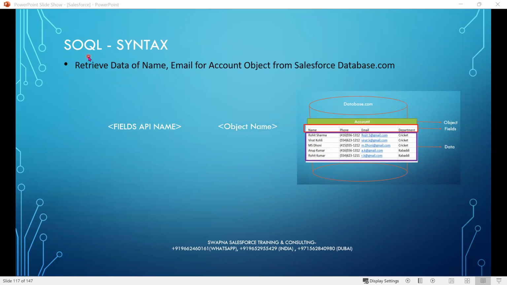A SOQL query, Salesforce Object Query, always starts with the select keyword. And then we have the field names. From is the keyword. And then we have an object. So this is the syntax.